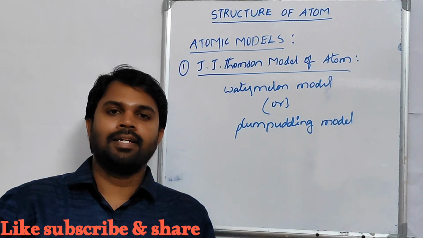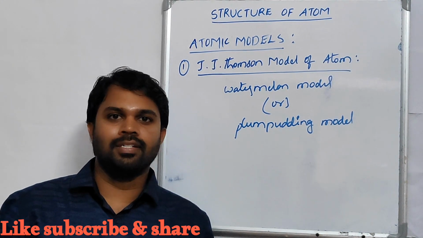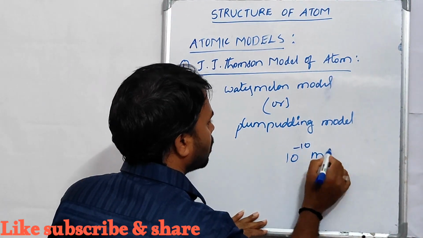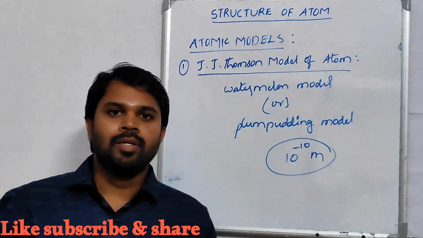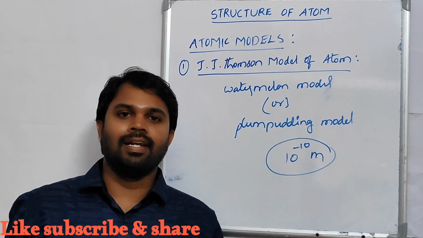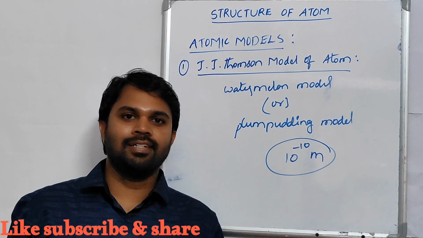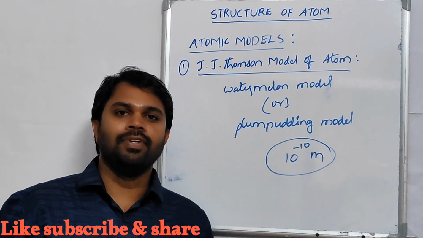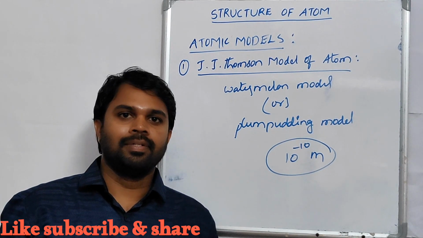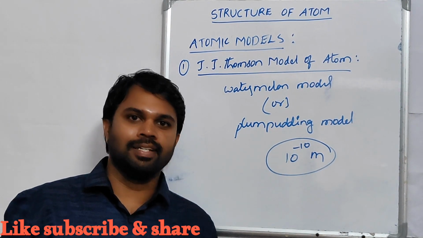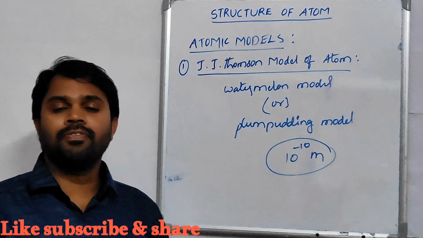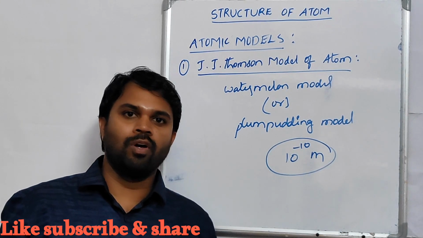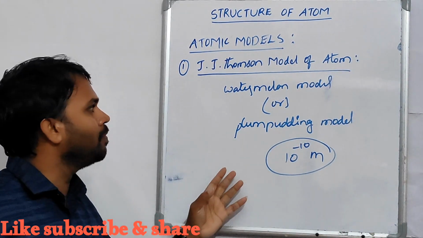According to this model, atom is a positively charged sphere with radius approximately 10 to the power of minus 10 meters, in which positive charge is uniformly distributed and electrons are embedded into it. As a result, atom is electrically neutral. He compared his model with watermelon, in which positive charge is distributed like red pulp and electrons are embedded like seeds. And one more important feature of this model is the mass of the atom is assumed to be uniformly distributed over the atom. These are the main features of this model.